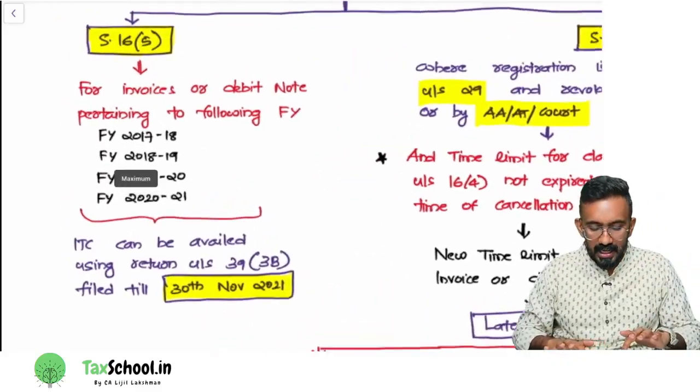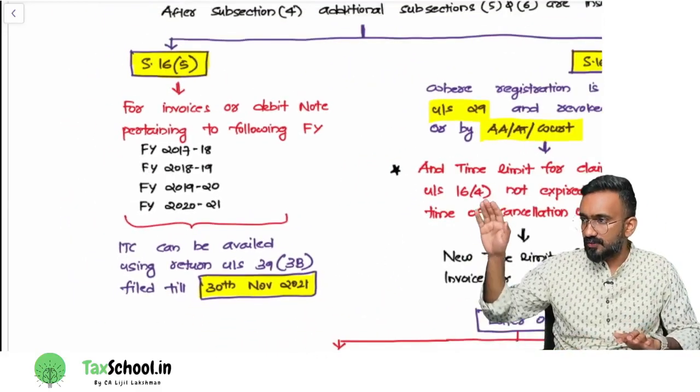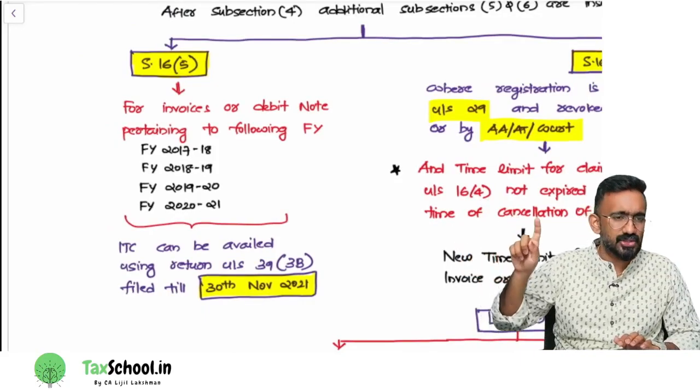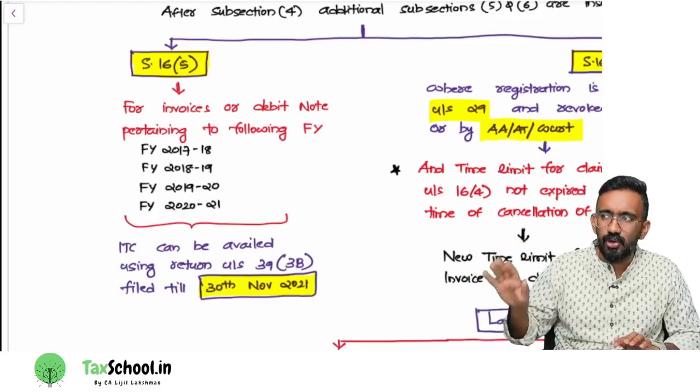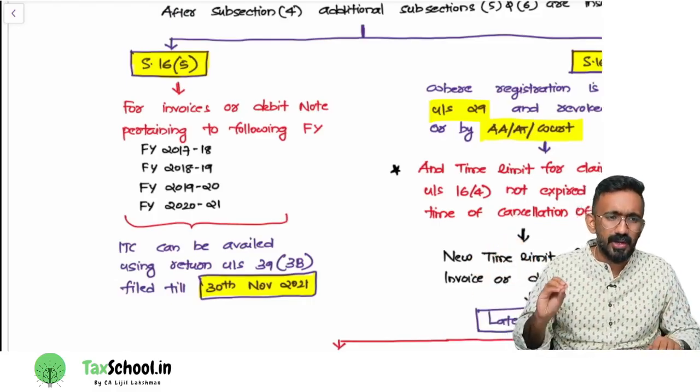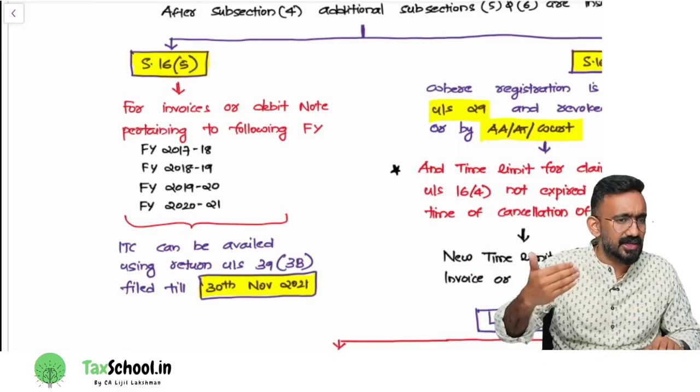So it says that ITC for invoices belonging to these financial years can be availed using the return under section 39. That 3B you file before 30th of November 2021. So nothing more to learn there, just a one-time provision for you to get an extended time limit.